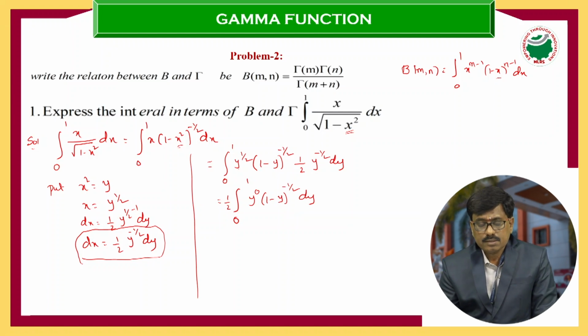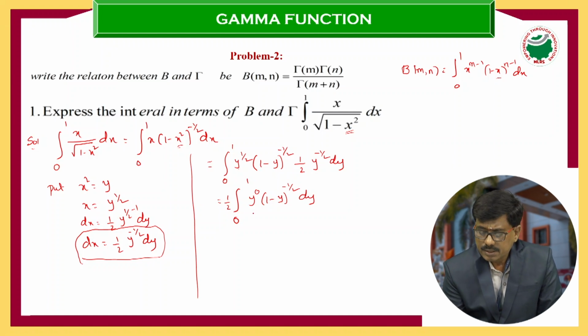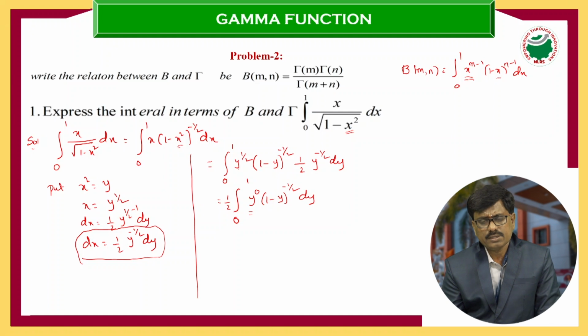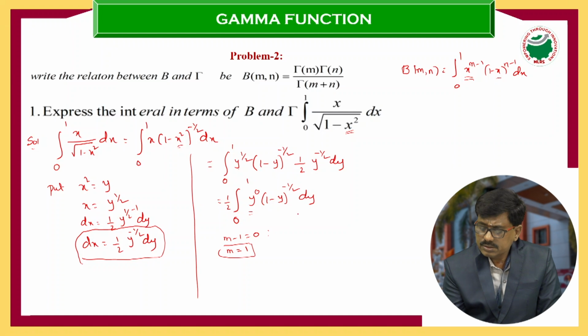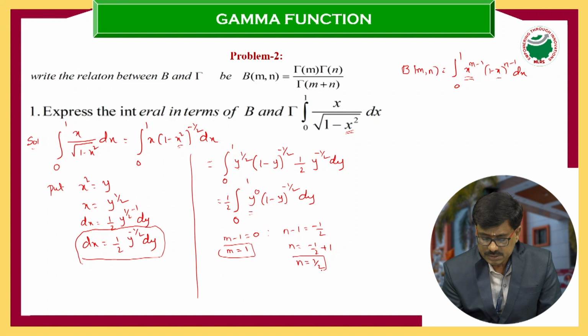Now this looks like a beta function, but we need to compare. Here there is an x, here there is a y, whatever the variable, x or y or t, we need to compare the powers. Y power 0 is there. What is the power? m minus 1. m minus 1 equal to 0, so m equals 1. Similarly, 1 minus y whole power is n minus 1. I can compare it with minus 1 by 2. Therefore n equal to minus 1 by 2 plus 1, n equal to 1 by 2. I got the m value as well as the n value.